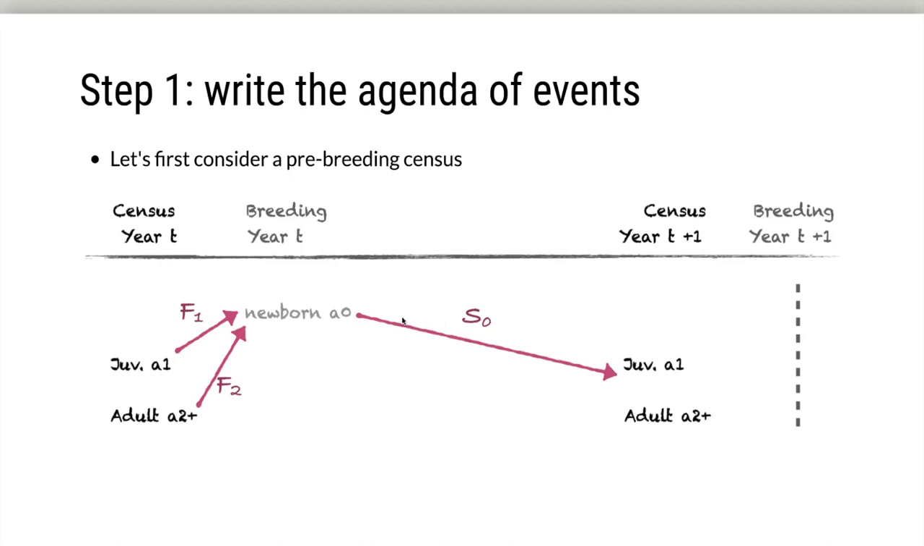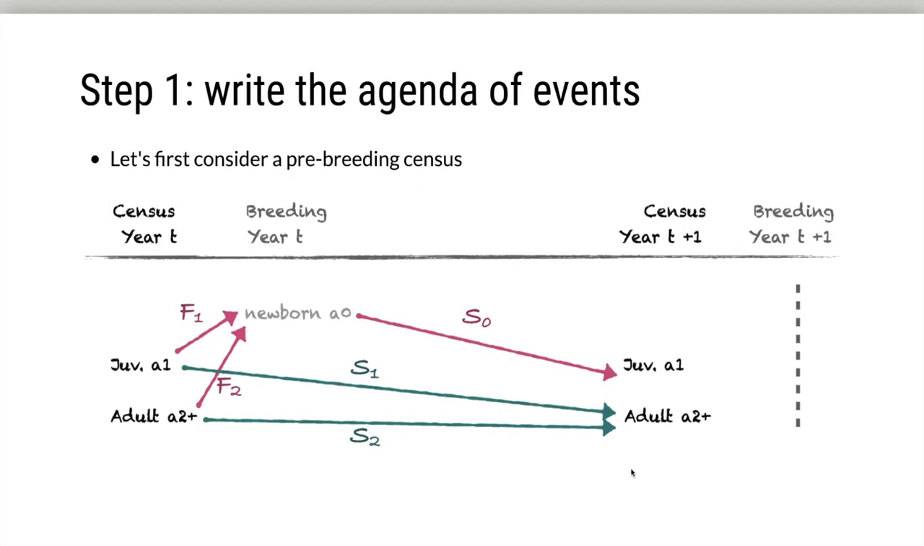Among them, S0 times the chicks will survive and become juveniles at time T plus 1. So to write down the life cycle, we need to include all these possible movements of individuals from one age class to the next between the 2 years. Production of new individuals via reproduction are the pink arrows, and survival of existing individuals and transition to the older age class are the green arrows. So we can go back over the different arrows to make sure we consider all the different flows of individuals in the population to write down the life cycle.